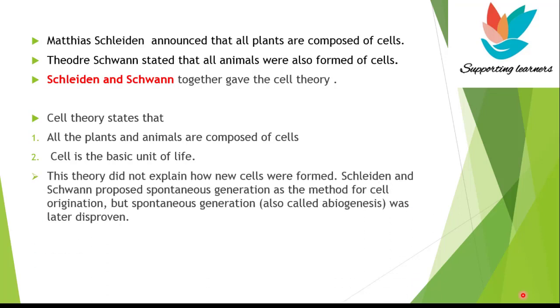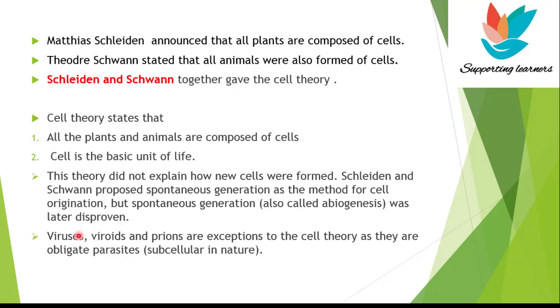The first limitation was that this theory could not explain how the cells were formed. So they could not explain the origin of the cells. Schleiden and Schwann believed in the theory of spontaneous generation. Spontaneous generation means that the living cells were formed, or originated, from non-living things. This is what is meant by spontaneous generation. But it was later disproven. So this was actually one of the limitations of the cell theory.